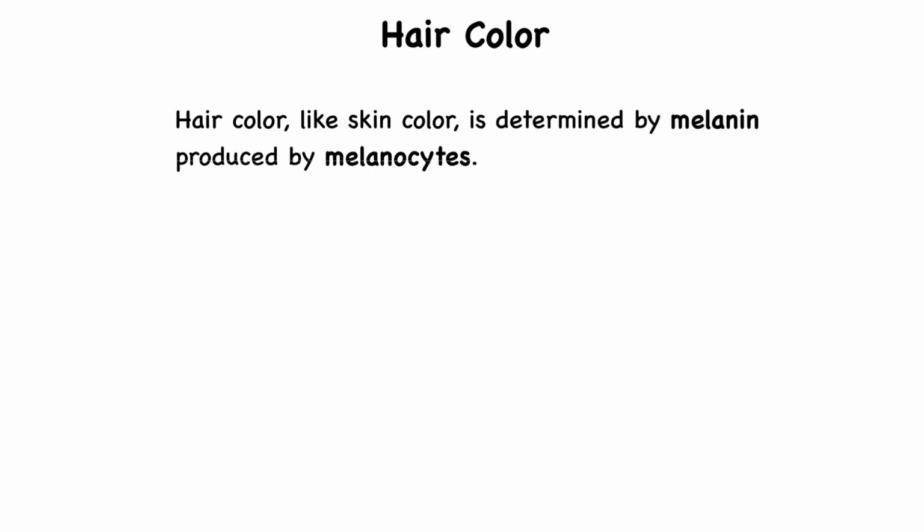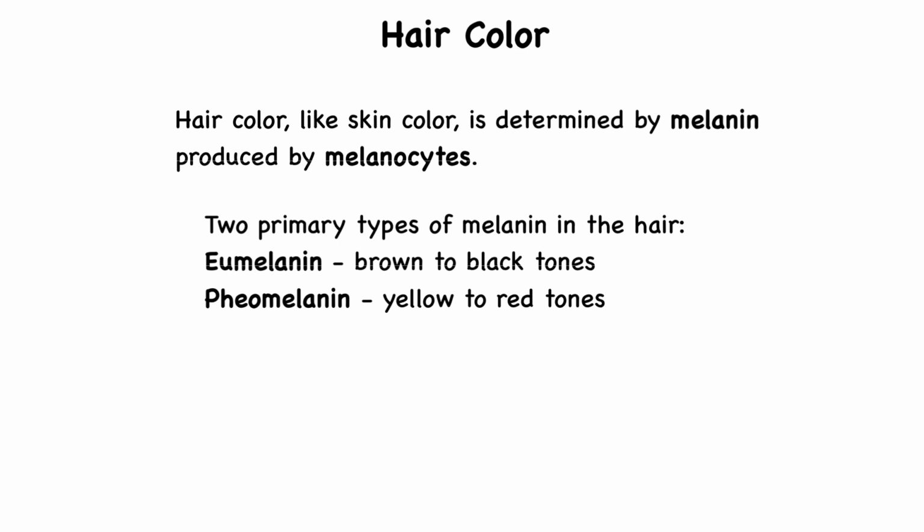And then what about hair color? Just like skin color, hair color is determined by melanin, produced by melanocytes. But in hair, it's produced by melanocytes that are within the hair bulb and then deposited into the growing hair shaft. There are two primary types of melanin in the hair: eumelanin, which is brown to black tones, and then pheomelanin, which is yellow to red tones.